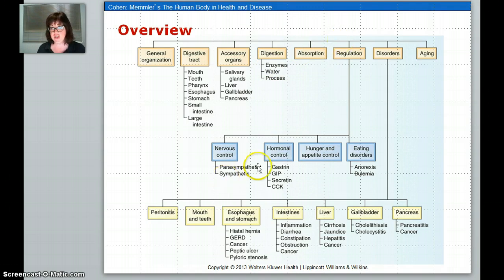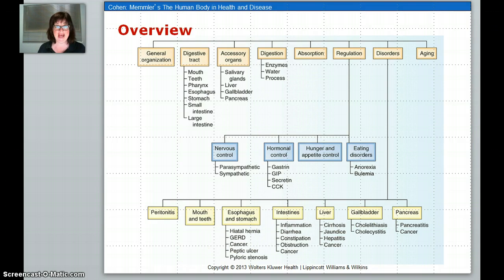In terms of regulation, I'm going to look a little bit at hormonal control and a little bit at the sympathetic and the parasympathetic. We're not going to touch eating disorders, and we don't have any time to look at any other disorders, but they're there for you to refer to with your pathology class coming up.